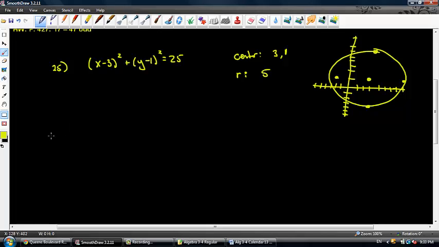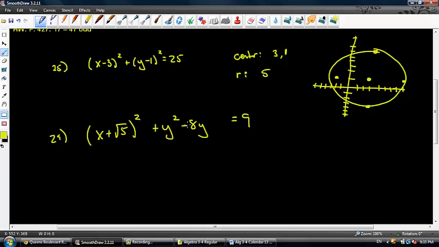Let's go with 29. That is going to be the quantity x plus radical 5 quantity squared plus y squared minus 8y equals 9. Okay, a couple of things about this problem. One, we've got a more difficult shift here. We're going to the left radical 5 times. But here, this y squared isn't quite in its vertex form yet. Or the general form, I apologize.